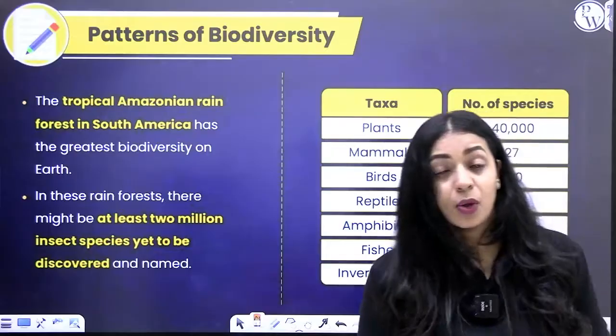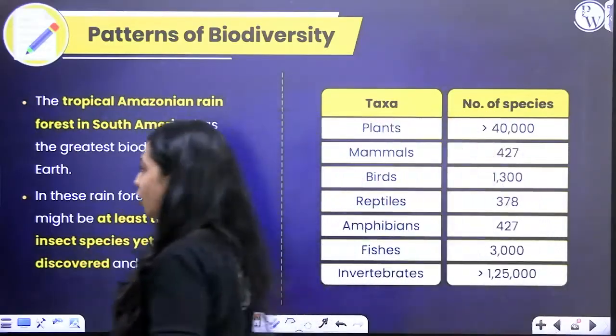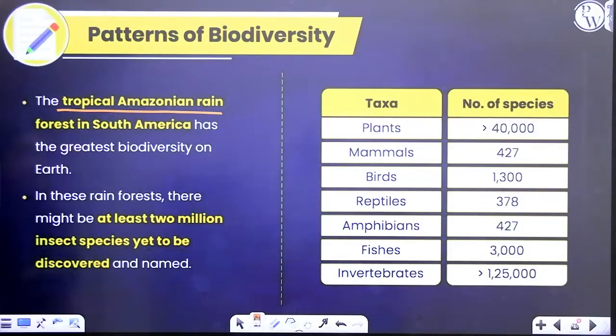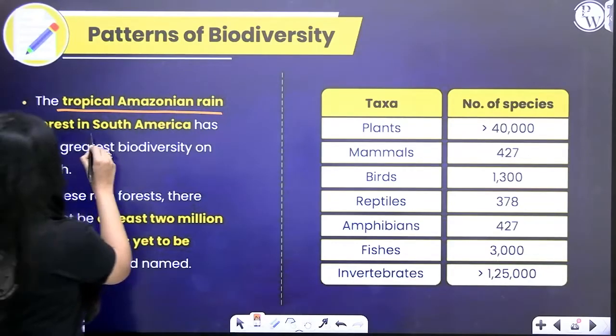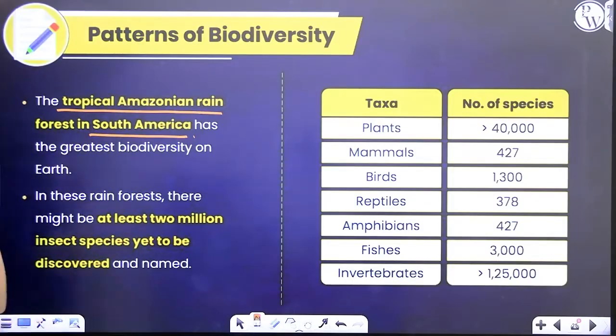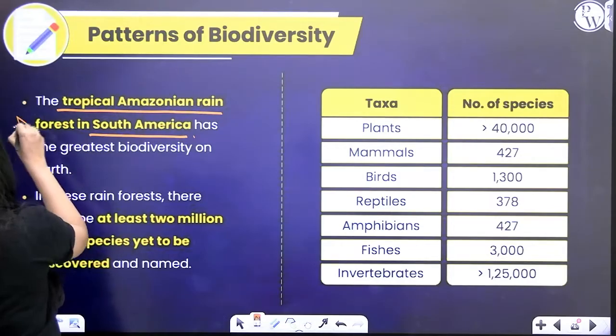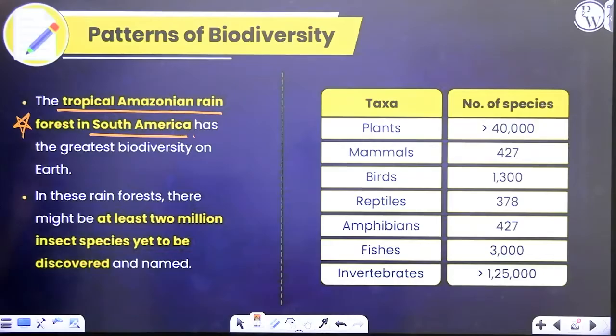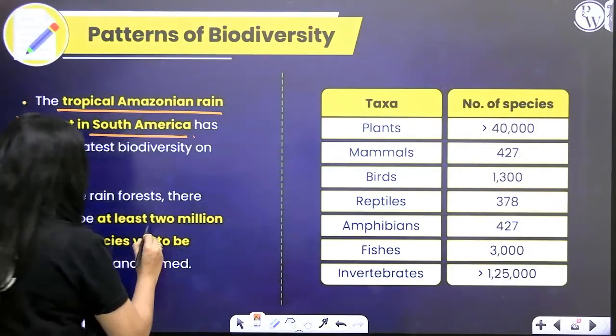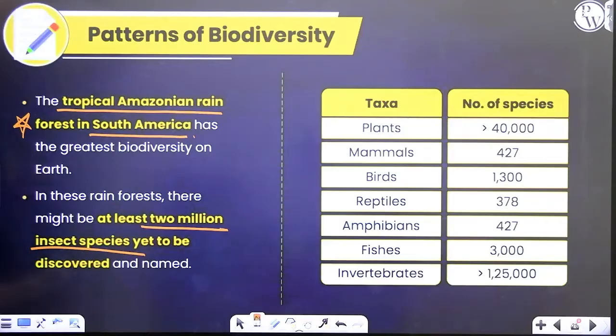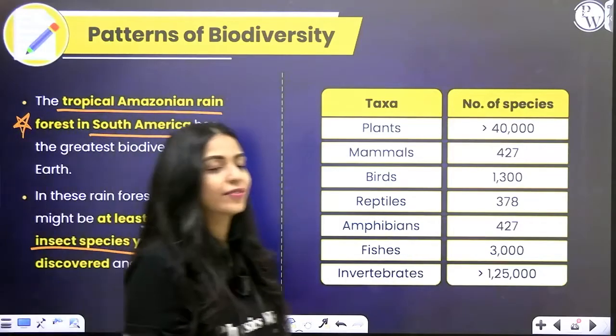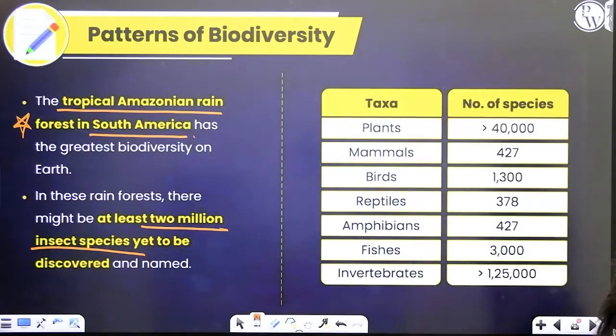Now, when we talk about biodiversity, you can never not talk about the Amazon rainforest. The Amazon rainforest is also called the lungs of the planet. This is a rainforest that you find in South America. On the entire earth, maximum biodiversity is found in the Amazon rainforest. In these rainforests, there could be at least 2 million insect species that are yet to be discovered and given names. So how many species of different taxa are we going to see?